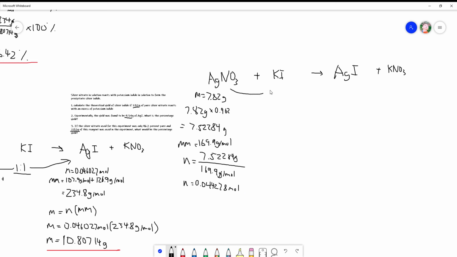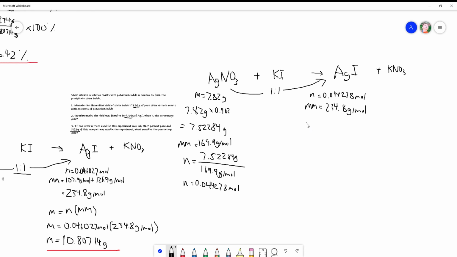And then since we already know that this is a 1-to-1 ratio and that these two have the exact same number of moles, we can give silver iodide the same number of moles as silver nitrate, 0.044278 moles. And then now, to find the mass of silver iodide, all we have to do is find the molar mass, which we already know, which is 234.8 grams per mole.